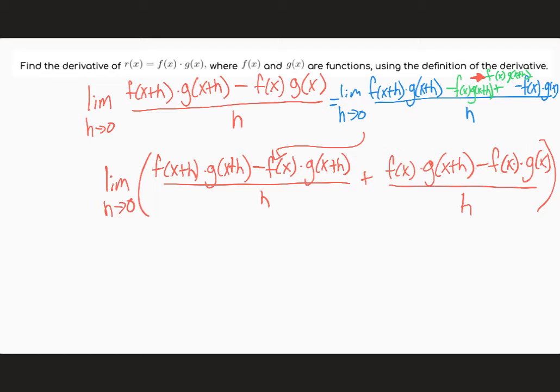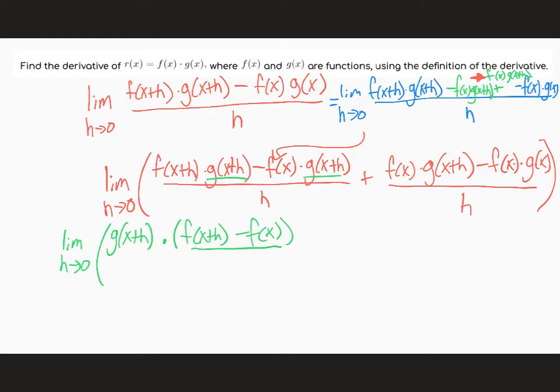All right, I noticed that in my first term, I've got a g of x plus h in common. So I'm just going to rewrite my limit as h approaches 0. G of x plus h, I'm going to factor this out of the whole thing, kind of keep that out in front. And then left on the inside is f of x plus h minus f of x over h. So this is really g of x plus h over 1. Multiplying that through would get us back to our original statement. Cool.